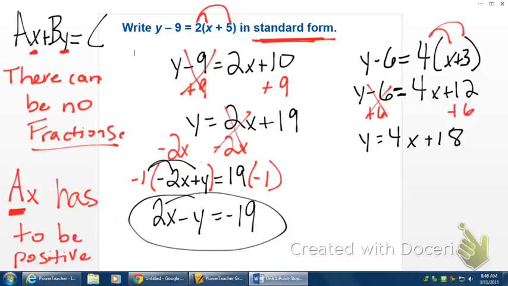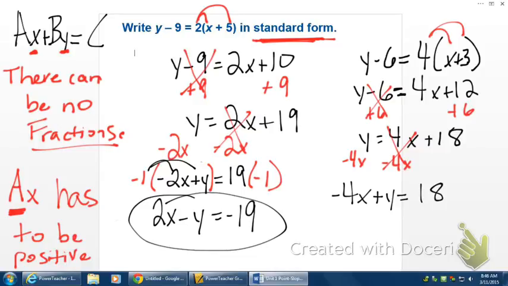Okay, now remember standard form, x and y on the same side. All this revolves around getting x and y on the same side. Okay, guys. Right. So we need to minus 4x from both sides. So that goes away on that right side, and all we have left is a negative 4x plus y is equal to 18. Now, what is the last thing we need to do?